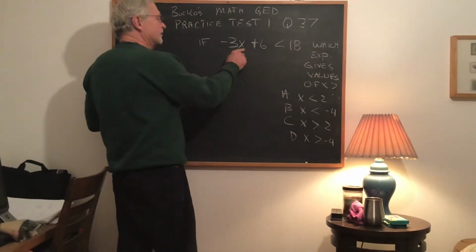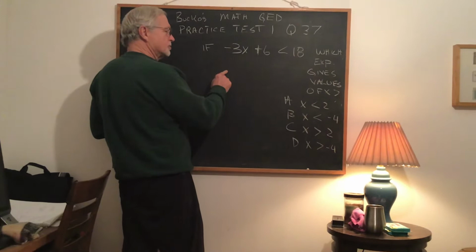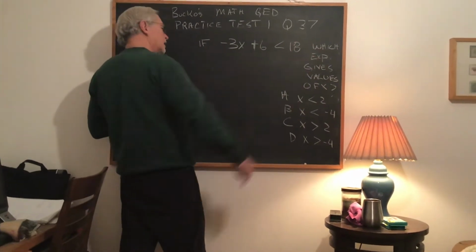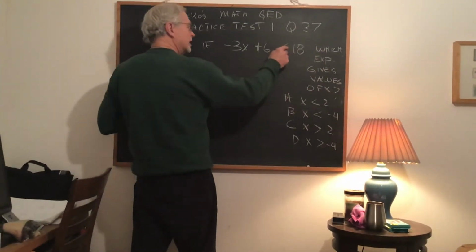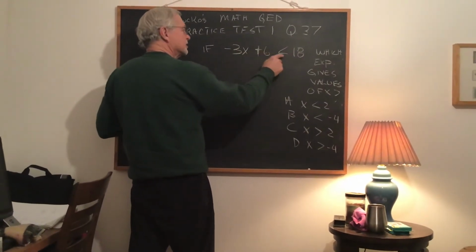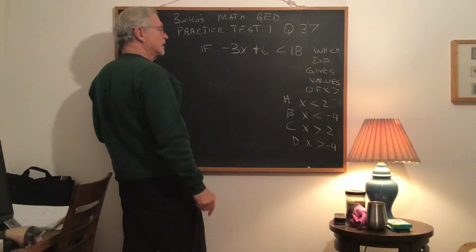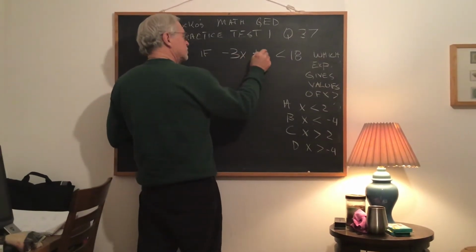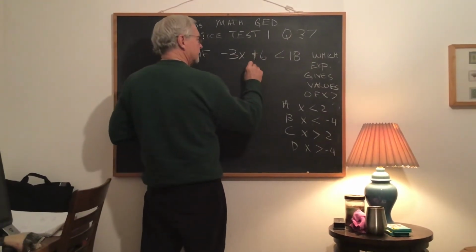All right. We want to solve this inequality. Remember, we want to isolate the variable x, x all by its lonesome over here, and all the other gobbledygook on the other side of the inequality. This reads negative 3x plus 6 is less than 18. We're going to shoot this up first. He's easiest to get.